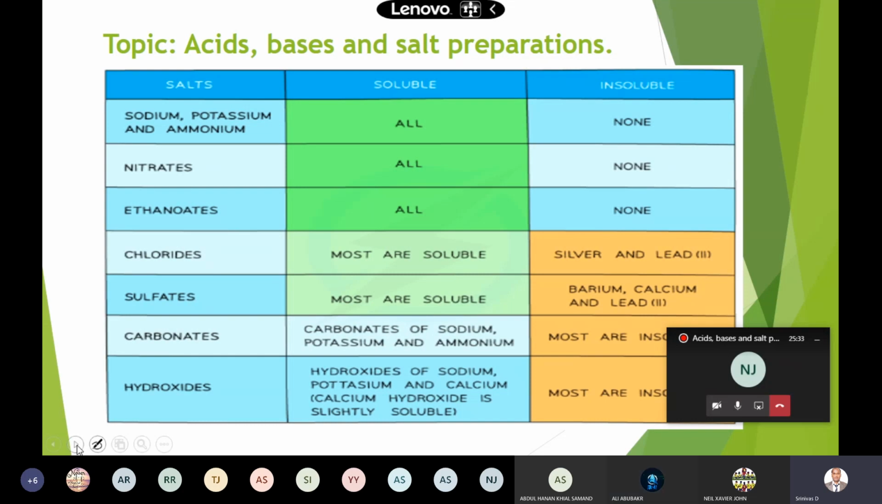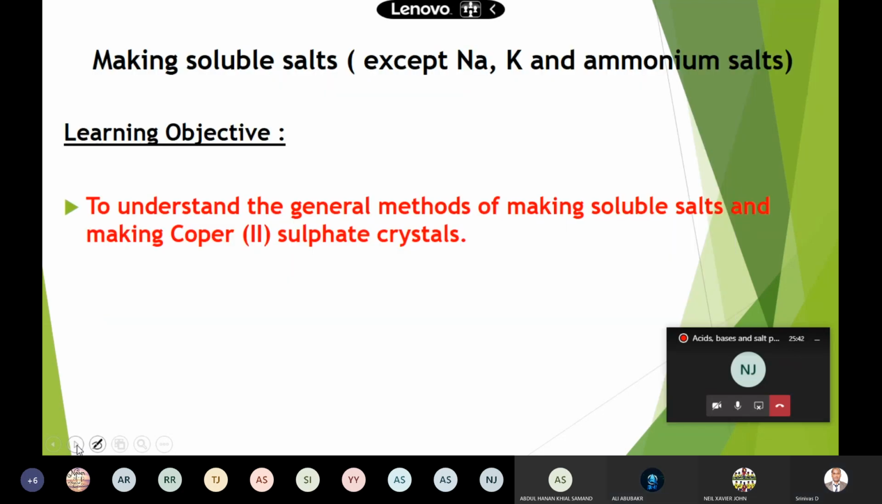May I proceed further? Only a few more slides for today, then we'll go with one quiz. Is it okay, guys? Okay. So only for today we are making a few soluble salts, not sodium, potassium, or ammonium salts, and we are also preparing copper sulfate crystals.